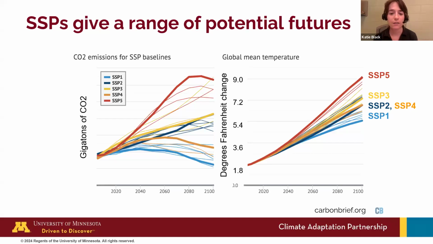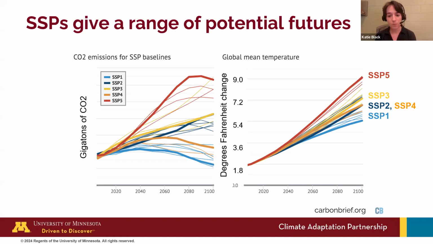This is a slide just showing you how SSP correlates to amount of CO2 in our atmosphere and what that actually means for global mean temperature. So we have carbon emissions on the left and global mean temperature on the right, and those are color-coded by SSP. You'll see that SSP5, for example, has the bright red line at the very top showing high amounts of carbon, and also the highest increase in temperature change by the end of the century.